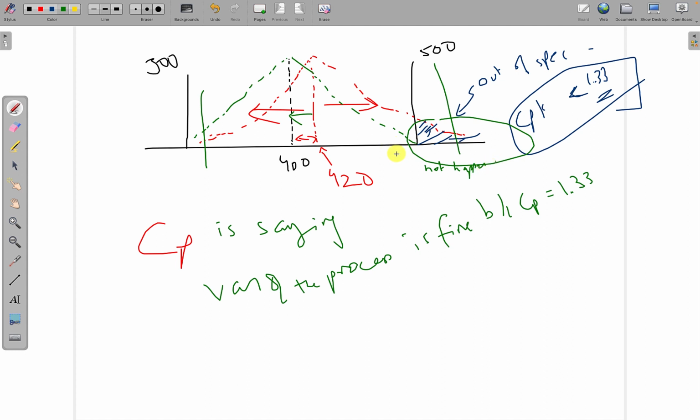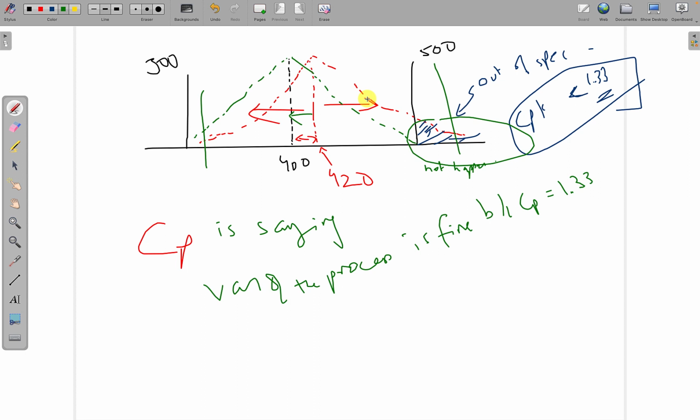If CP was less than 1.33, then even with centering, you would not be fine, because then CP is saying your process is too wide. It has too much variability, because CP assumes the process is centered. So CP is saying even if your process was perfectly centered, the variability would be too much because I am below 1.33, the comparison standard, right?